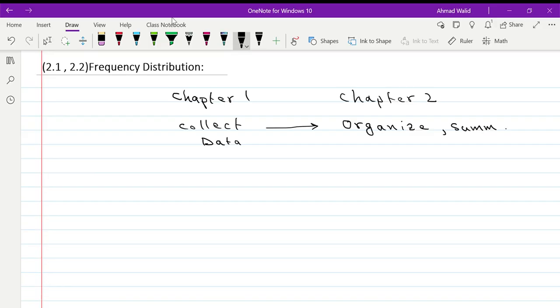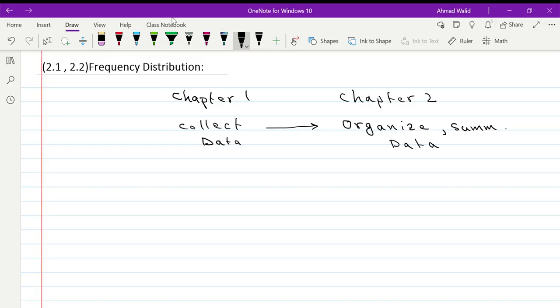Chapter 1, we learn how to collect data, different ways of the data. First, we learn what is a data. Then we learn how to collect them, how to make a sample, correct? There were ways to collect data. Here in chapter 2, slowly, we start dealing with those data, how to organize our data or how to summarize our data. To do so, we start with frequency distribution.